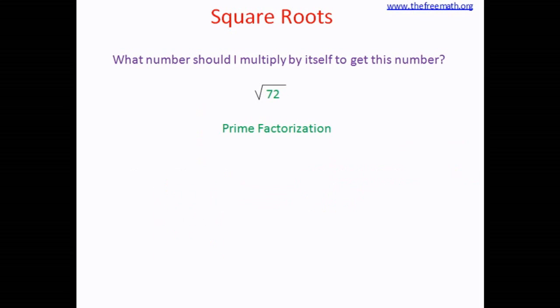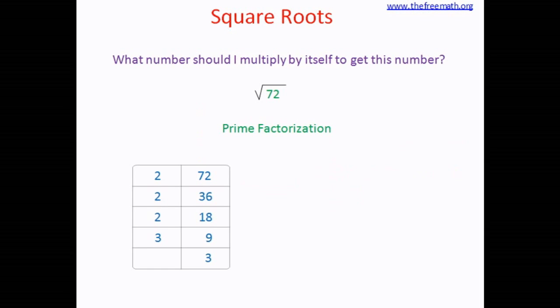Let's try to find the square root of 72. Again we start with prime factorization. Divide by 2, you get 36. Divide by 2, you get 18. Divide by 2, you get 9. 9 is not divisible by 2, so divide by 3, you get 3, and now we stop. So the prime factors are 2 multiplied by 2 multiplied by 2 multiplied by 3 multiplied by 3.